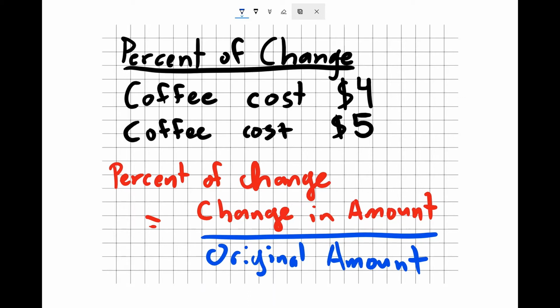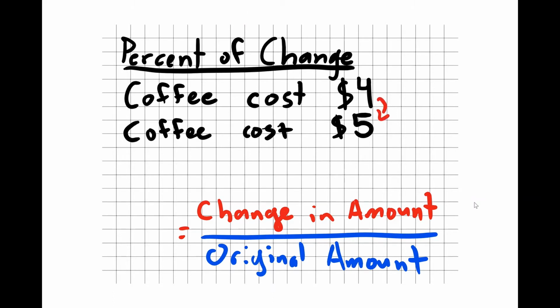And let's go ahead and plug in our values. So in red over here we have change in amount. To find that value, what you want to do is look at the two amounts that you are given and find the difference, which in mathematics means subtract. So 5 minus 4 is going to give you 1. That is your change. So go ahead and set this as your numerator.